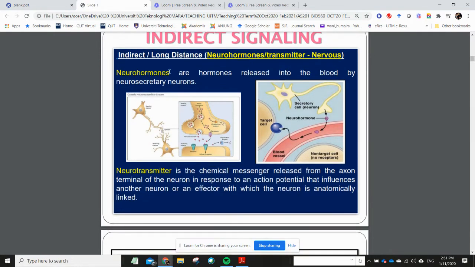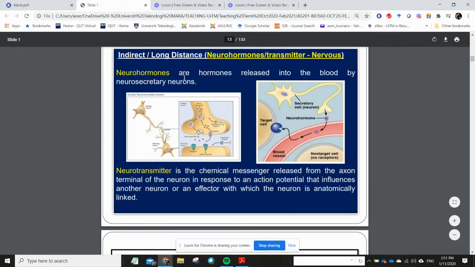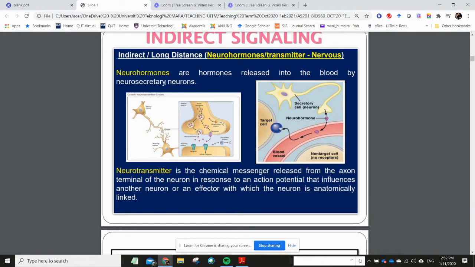Okay, next, neurohormones under long distance. Why do we call it neurohormones? Because these hormones or this secretion is released into the blood by the neurons, the neurosecretory neurons. Those neurons are able to secrete substances. So we call them neurosecretory neurons. The substances secreted by this type of neuron, we call neurohormones.